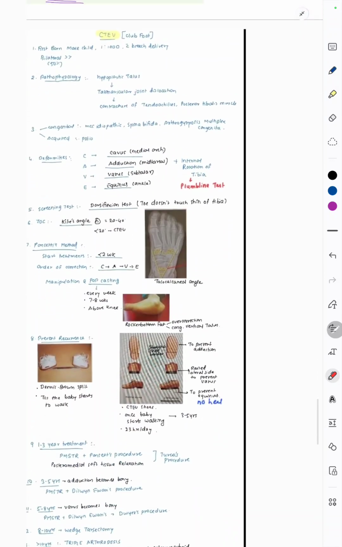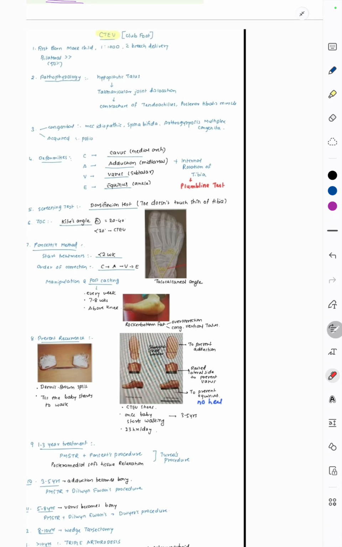Then talking about the next thing, that is congenital talipes equinovarus or the clubfoot deformity. It is seen in first born male children, 1 in 1000, and in patients with breech delivery. It is more often bilateral. The pathophysiology is a hypoplastic talus, which leads to talonavicular dislocation and contracture of the tendo Achilles and the posterior tibialis muscle. Congenital, it is mostly idiopathic in nature, then associated neural tube defects like spina bifida, and arthrogryposis multiplex congenita. Acquired, it is associated with poliovirus.